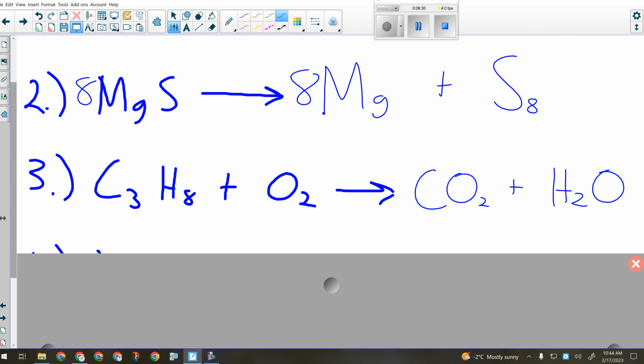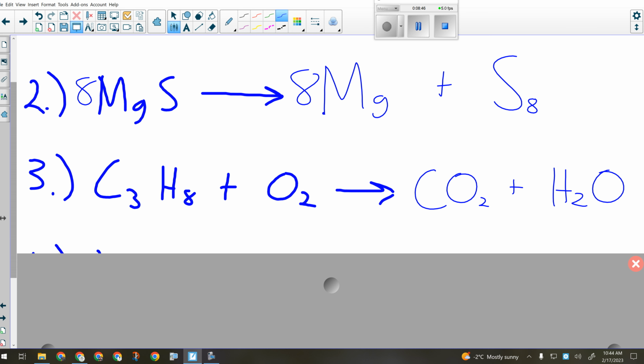Okay, so for combustion reactions, this is actually easier because it's always the same 2 things. Right? If it's a combustion reaction, you just write CO2 and water and you're done. You don't even have to think about it. Okay, it's just a memorizing thing. All right, what's left to do?